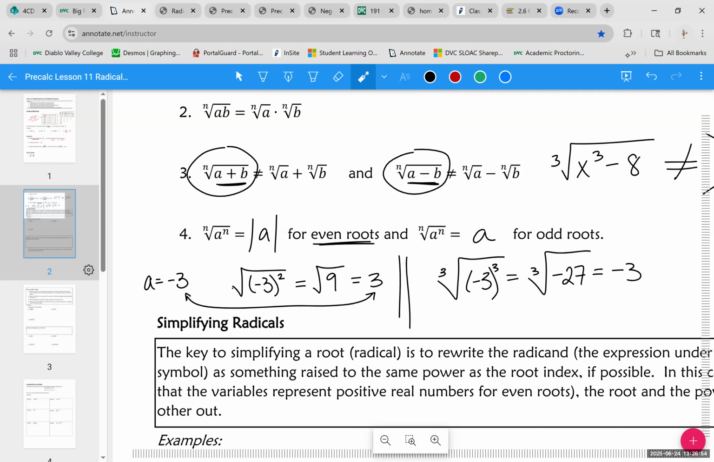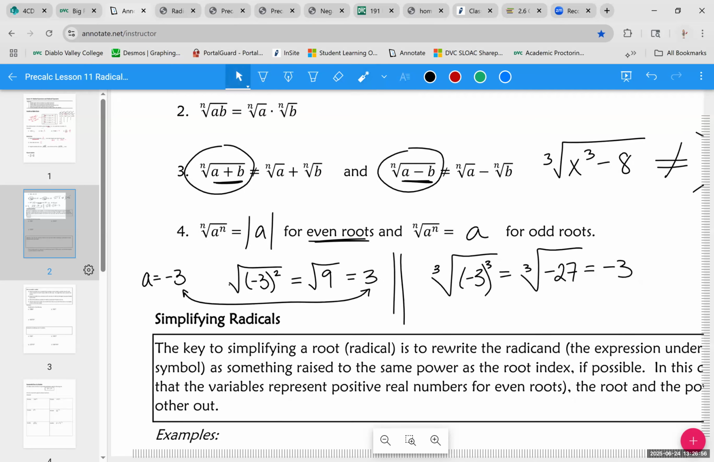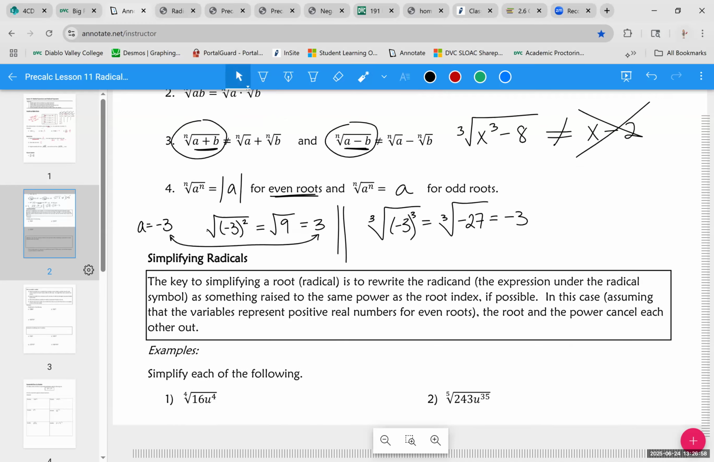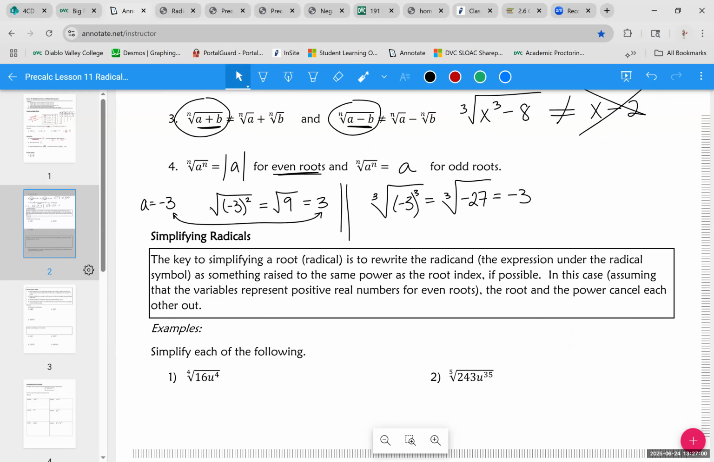A lot of times in a textbook or a homework system, they don't make you write the absolute value because they say, we're going to assume that we're using all positive numbers, which is fine until you get to a point where it really does matter. So in general, we're probably going to go straight from here to an A and not an absolute value of A, but we do need to keep in mind we're making the assumption that we're dealing with positive numbers in that case.